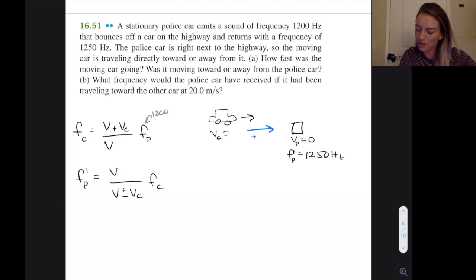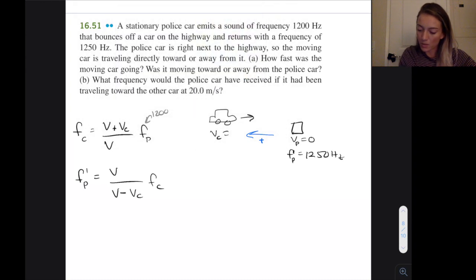Since the cop car is the listener, going from listener to source is actually this direction. So now this is our positive direction, but the car we said is moving this way, and we don't want to change the direction we said the car is moving in. So the car is still moving this way, except now this gets a negative sign, because now the car is the source and he's moving towards the listener. So this becomes negative.